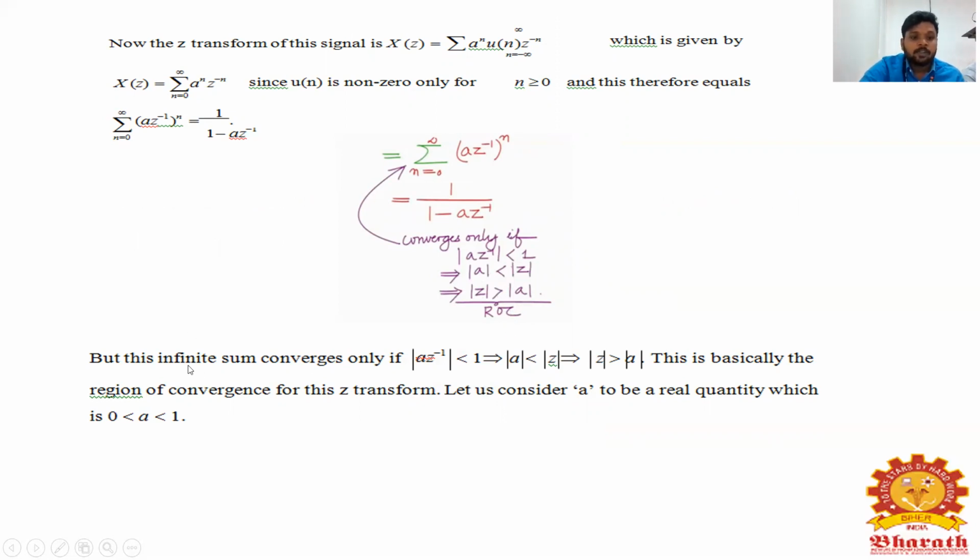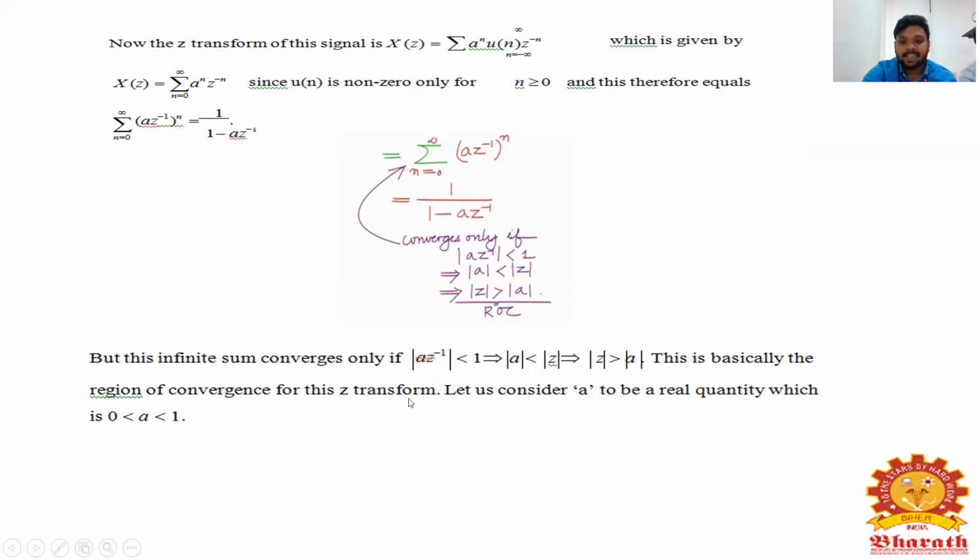But this infinite sum converges only if |a z^(-1)| is less than 1, or that can be written as |a| < |z|, that is, |z| > |a|. So this is basically the region of convergence for this z transform, for a^n u(n).